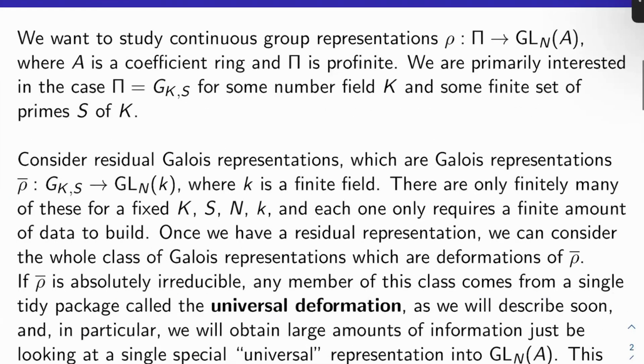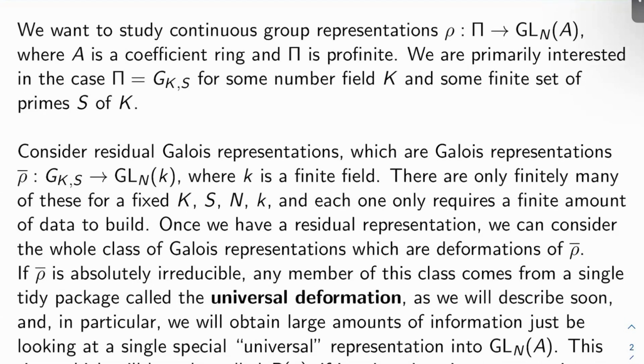We want to study continuous group representations rho from pi to GL_n of A, where A is some coefficient ring and pi is profinite. We're primarily interested in the case that pi is G_{K,S} for some number field K and some finite set of primes S of K. Go back to my very first video on chapter 8 for definitions there.